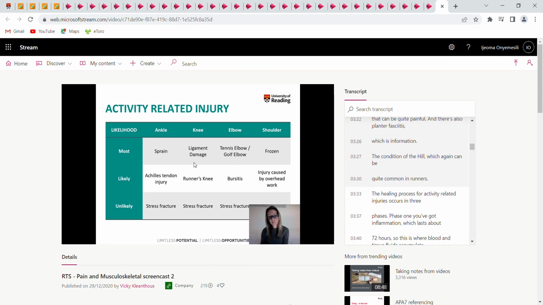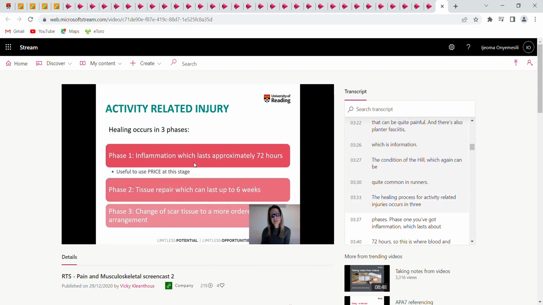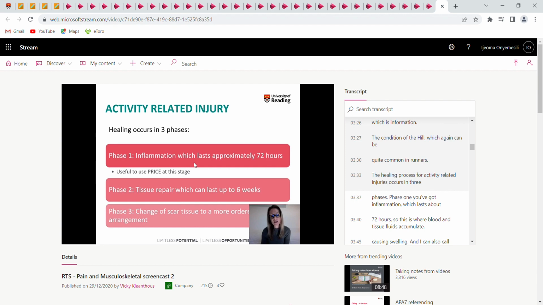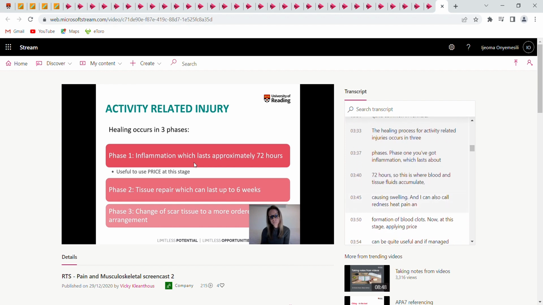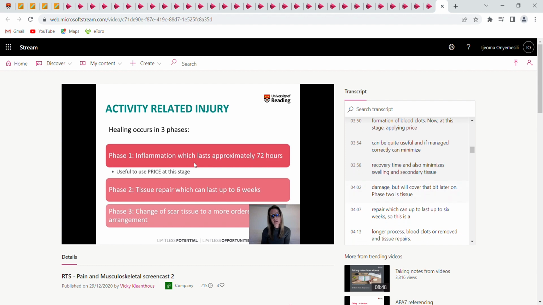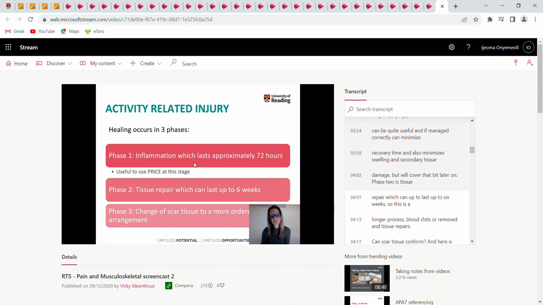The healing process for activity-related injuries occurs in 3 phases. Phase 1, you've got inflammation, which lasts about 72 hours. So this is where blood and tissue fluids accumulate, causing swelling, and they can also cause redness, heat, pain, and formation of blood clots. Now, at this stage, applying PRICE can be quite useful, and if managed correctly, can minimise recovery time and also minimises swelling and secondary tissue damage, but we'll cover that a bit later on.